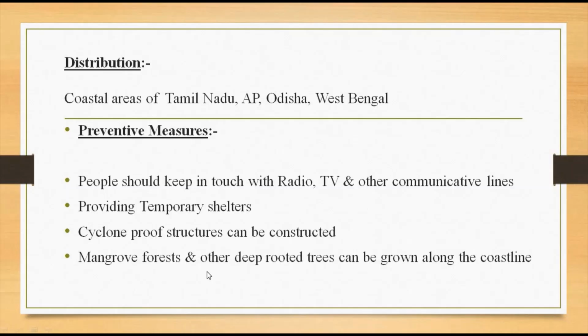And mangrove forests, especially in the coastal region, in the delta regions. If we develop mangrove forests there, the temperature will not increase that much, and it will reduce the speed of the wind. And other deep-rooted trees can be grown along the coastline. Trees are necessary, which will reduce the temperature and global warming. As a result, cyclones can be reduced. So these are the main things we have to do. If we have that forest, the speed of the wind will reduce. And another thing, soil erosion can be stopped. So these are the preventive measures for cyclones.